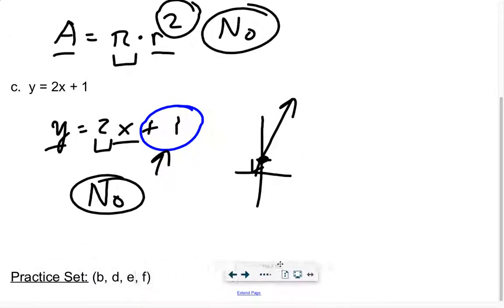So, a couple of them that I want you to take a look at. I want you to do B, D, E, and F.